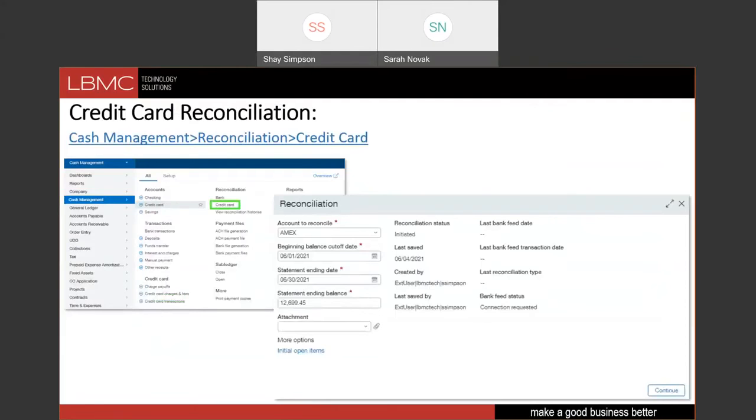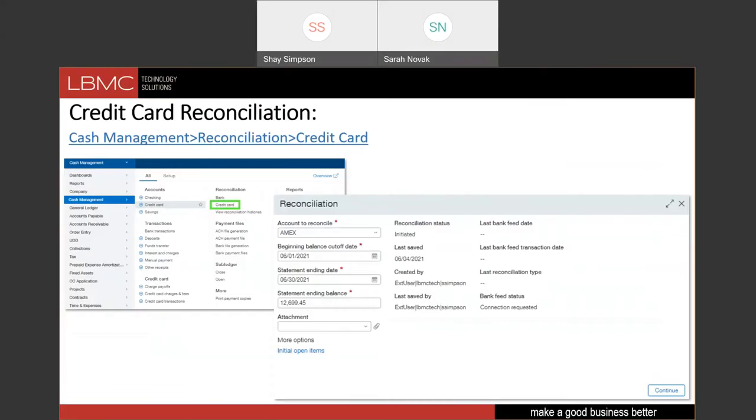All right. So in terms of our credit card reconciliation, you're going to go under Cash Management, under All, and go into Reconciliation. You're going to see the link for the credit card reconciliations. Again, whether these are housed at the top level or at the entity level will depend on where you go in for your reconciliation. If they're at the entity level, you'll reconcile at the entity level. Top level, you'll reconcile at the top level.